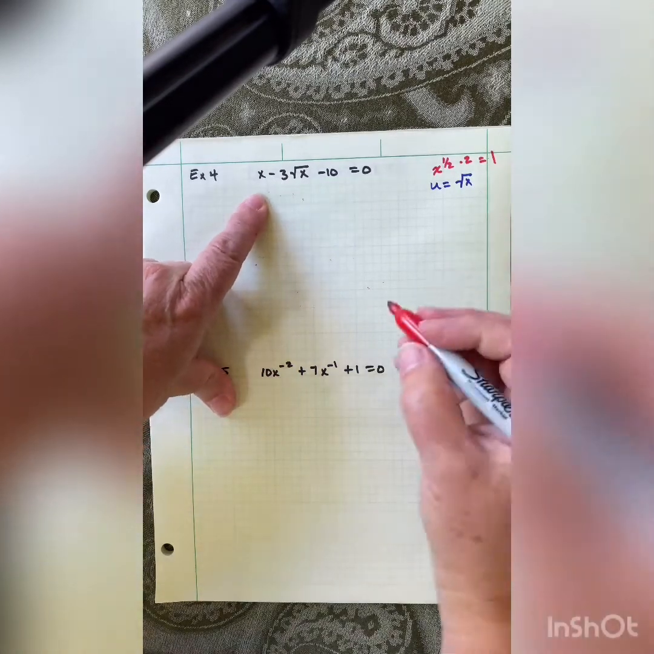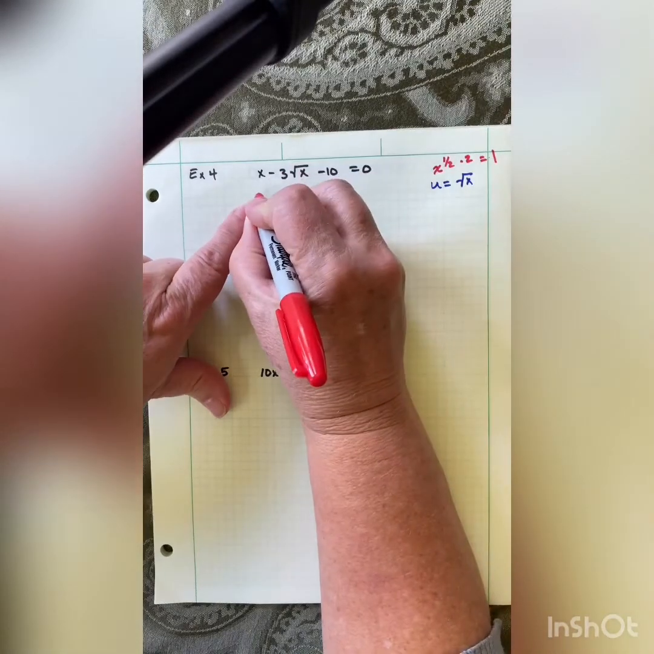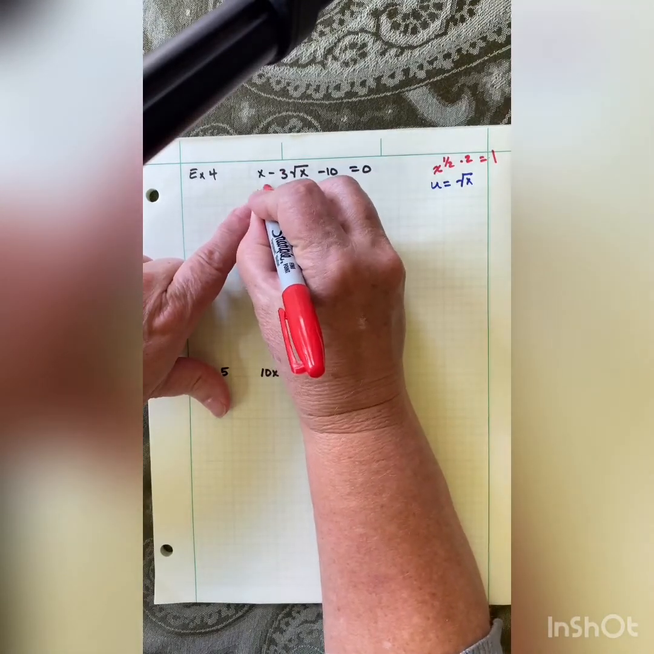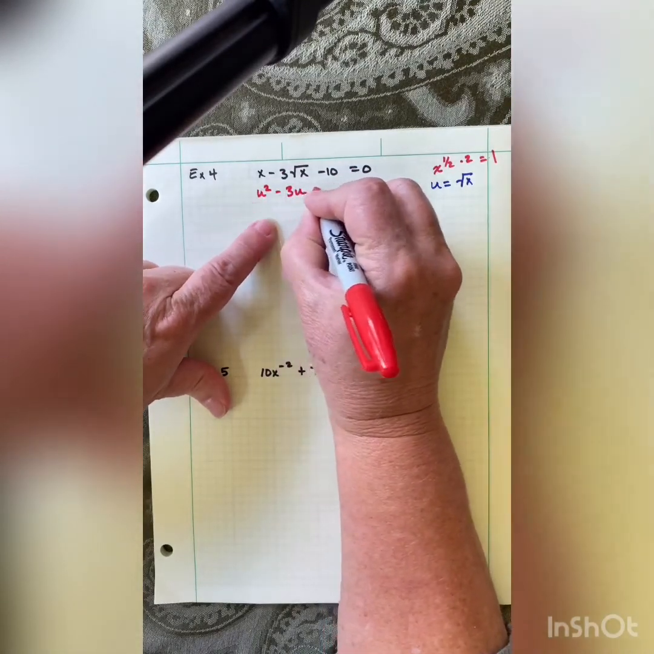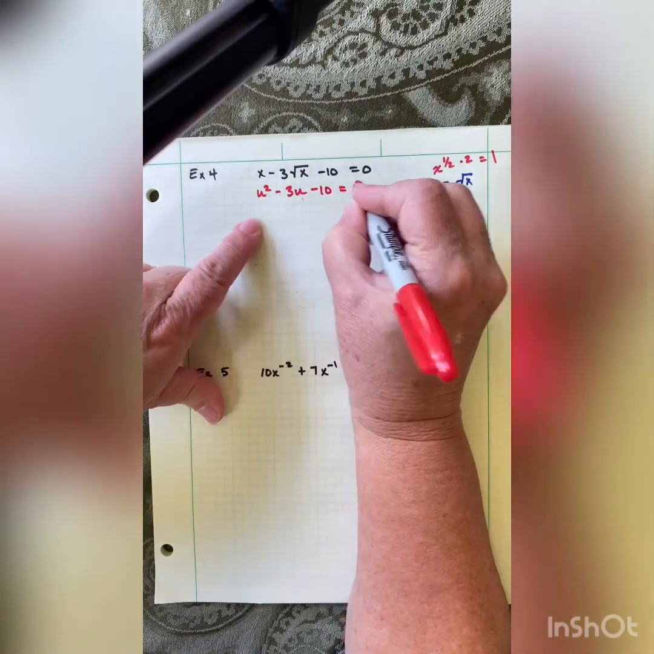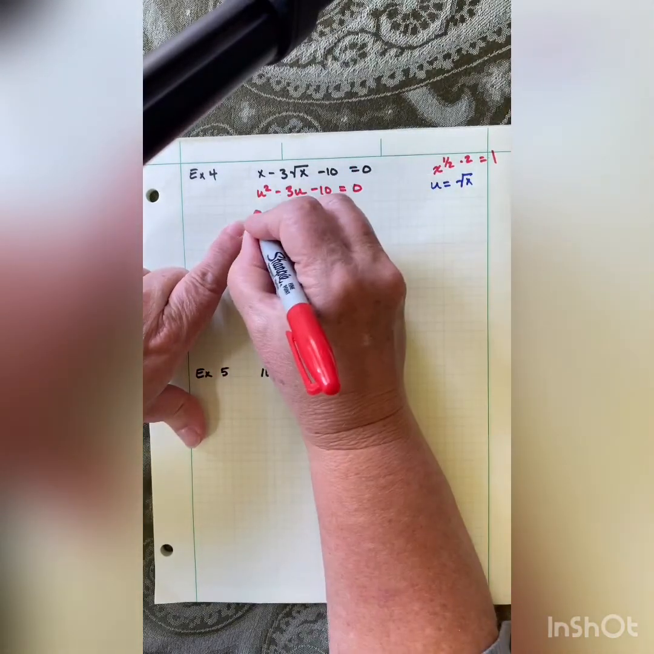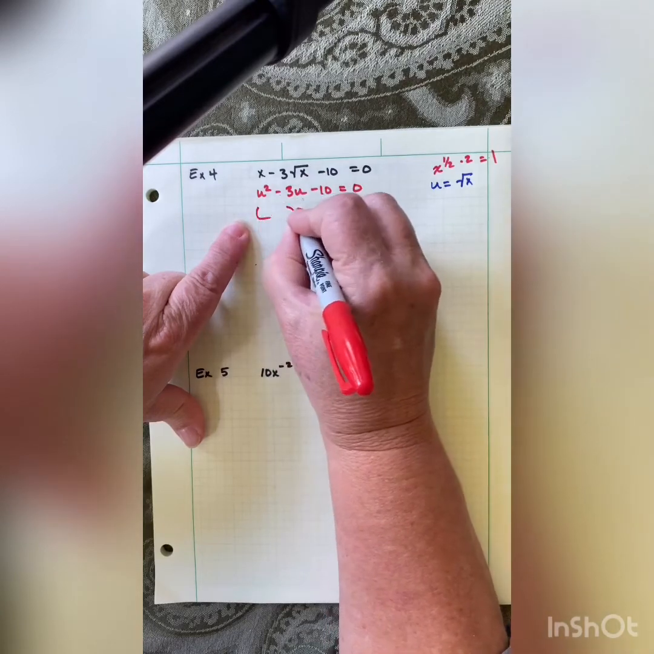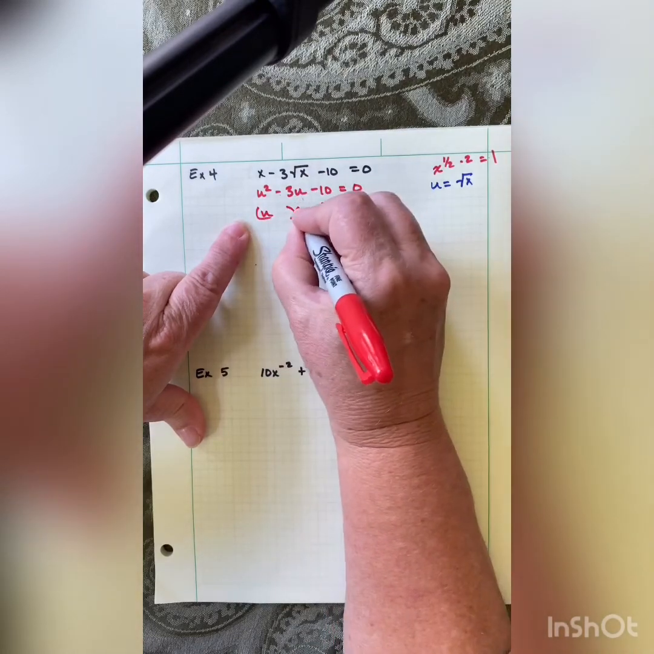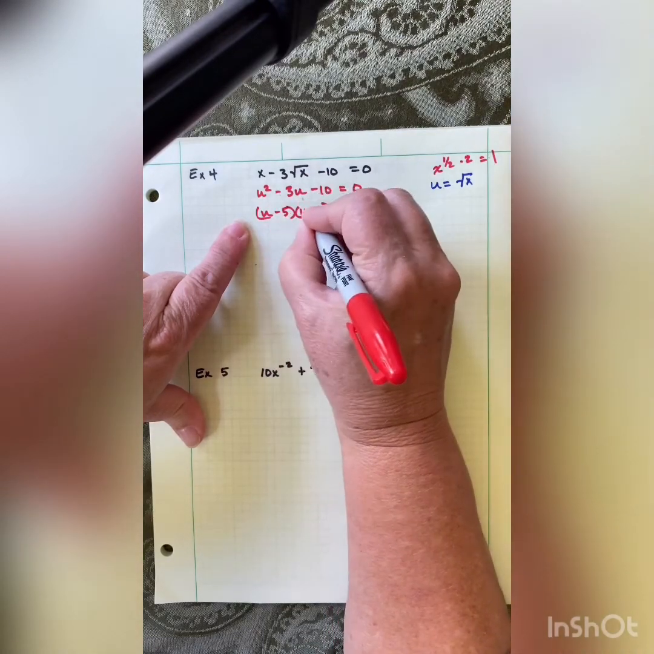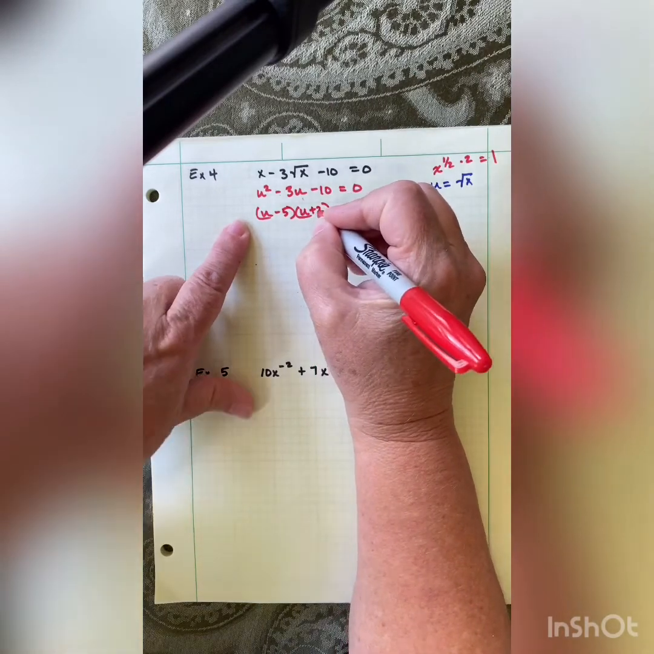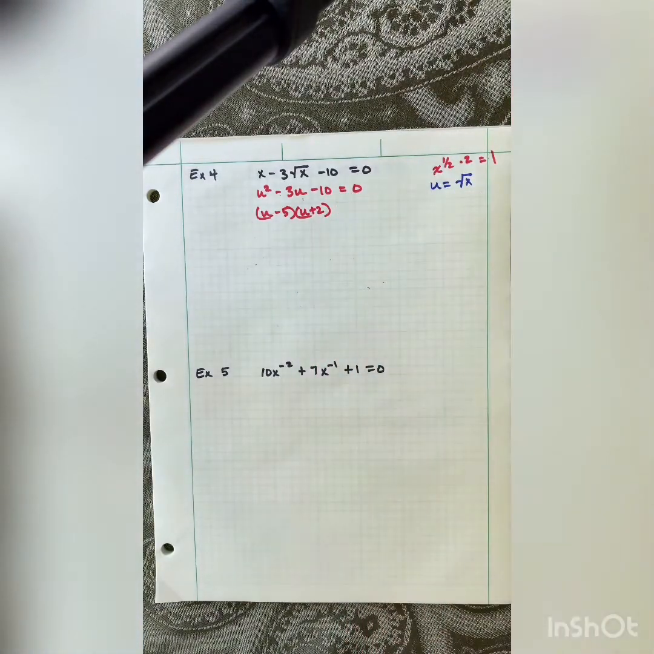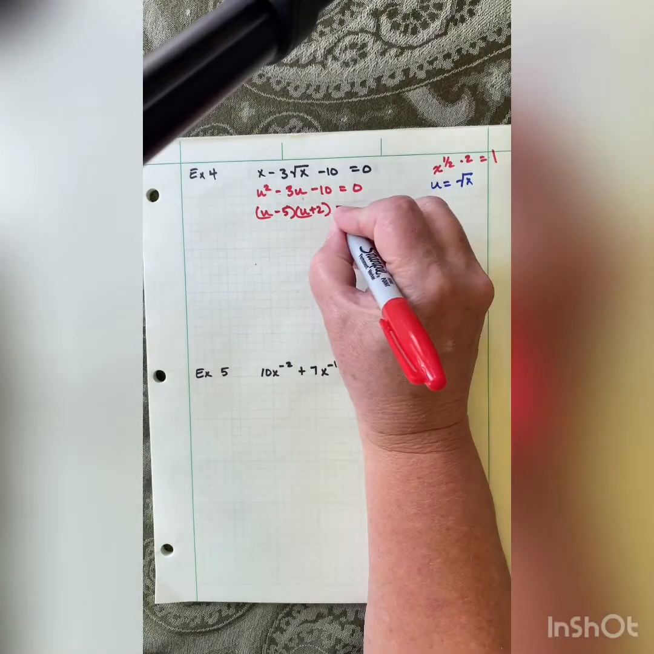All right. This is going to be u squared minus 3u minus 10 equals 0. All right, factor it any way you want. Okay, so we got that there, and then equals 0.